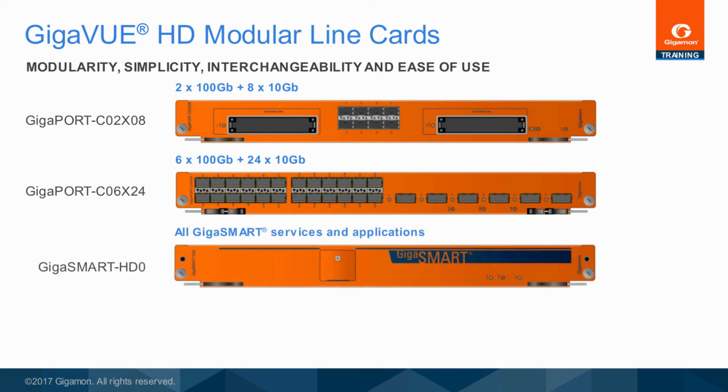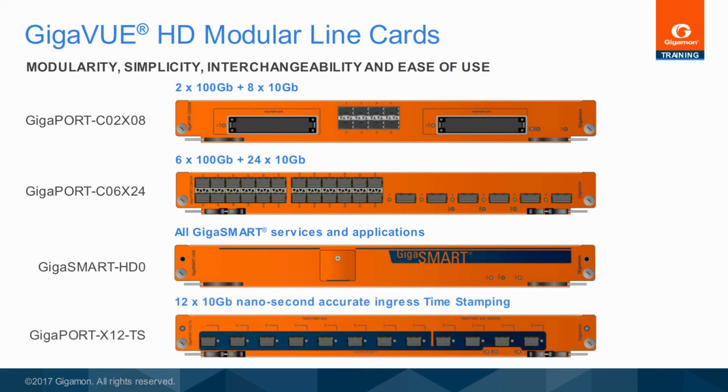In addition, the GigaSmart line card provides all GigaSmart services and applications depending on installed licenses. Both the GigaVUE HD4 and GigaVUE HD8 chassis support multiple GigaSmart line cards. Refer to the user documentation for the maximum number of GigaSmart line cards supported. For situations requiring nanosecond accurate timestamping, the Gigaport X12TS blade provides 12 10 gigabit SFP Plus ports, providing hardware-based timestamping.